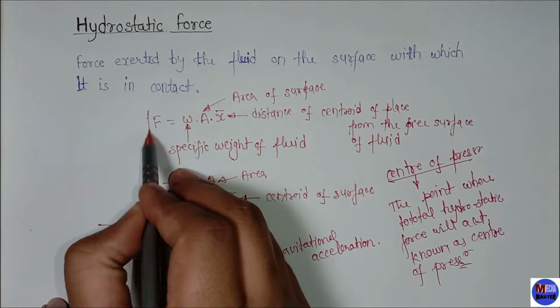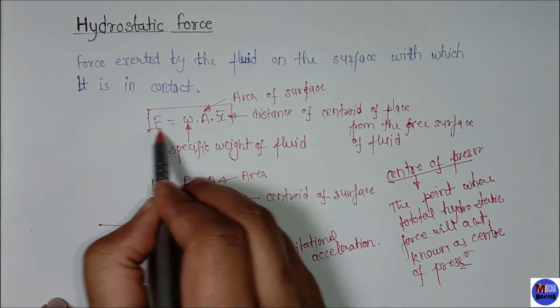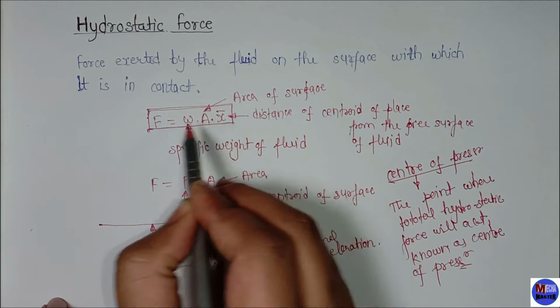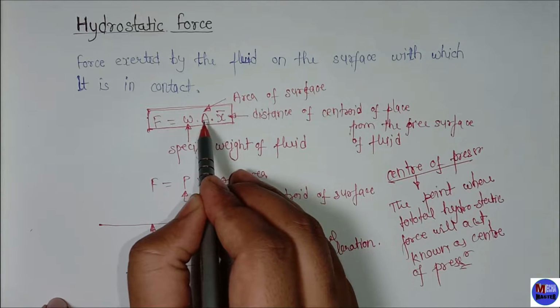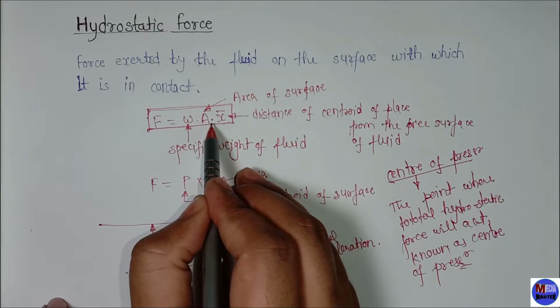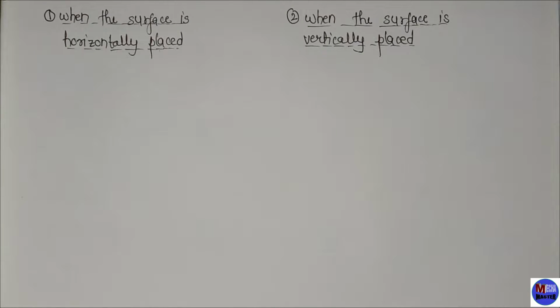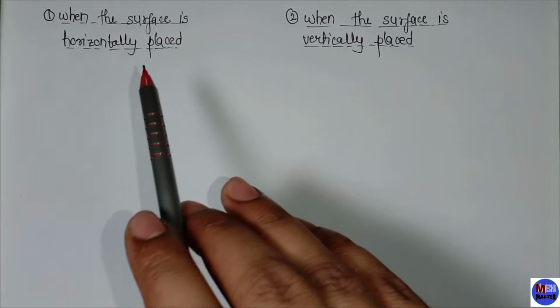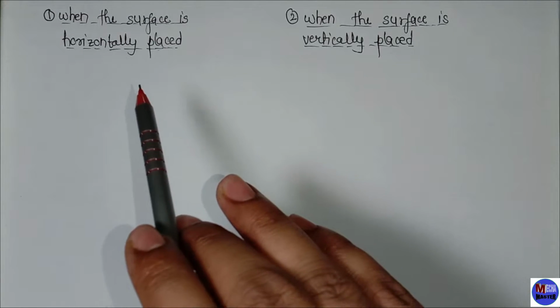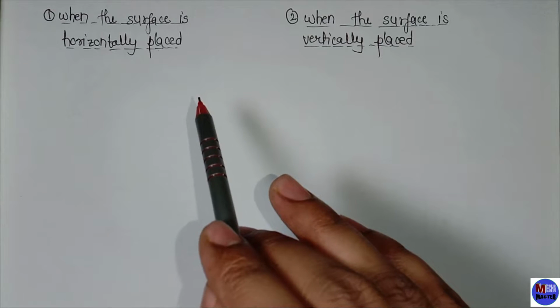You can learn this formula by the trick F equals to wax. F is equals to W into A into x bar, wax. We have two conditions. The first condition is when the surface is horizontally placed, and the second condition is when the surface is vertically placed. In the first case, when the surface is horizontally placed, there is no problem because center of pressure will coincide with the centroid of plane or surface.